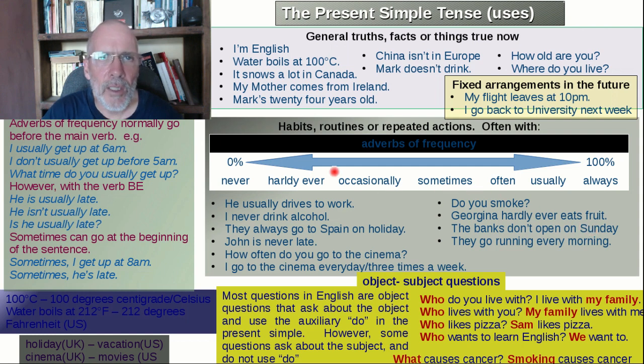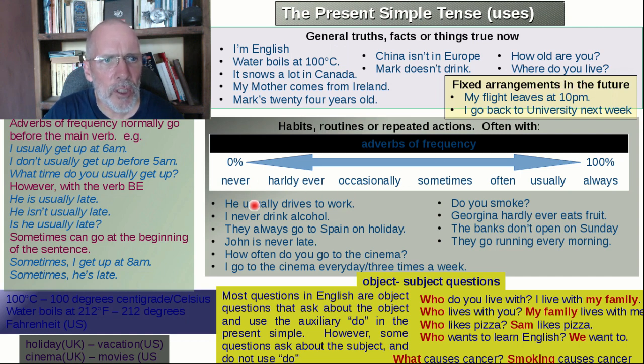All of these are examples of habits, routines, or repeated actions. So the present simple tense, these are the main uses: general truths, facts, things that are true now, habits, routines, repeated actions, or fixed arrangements in the future.